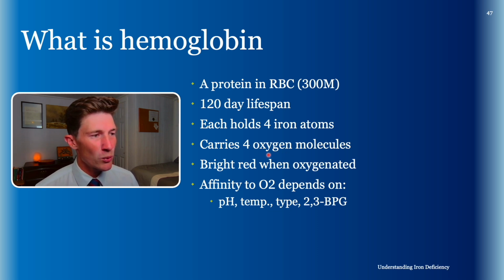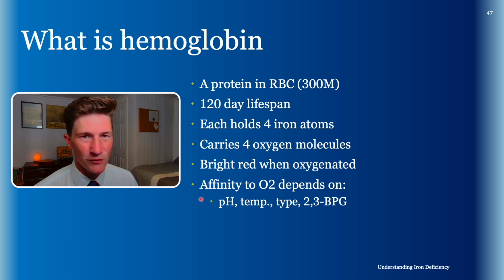And hemoglobin is what gives your red blood cells their bright red color when they're oxygenated, right? So when the hemoglobin is fully loaded with oxygen, it is bright red, just like fresh beef. And then when it is not carrying any oxygen, it gets darker and not so bright. Okay.